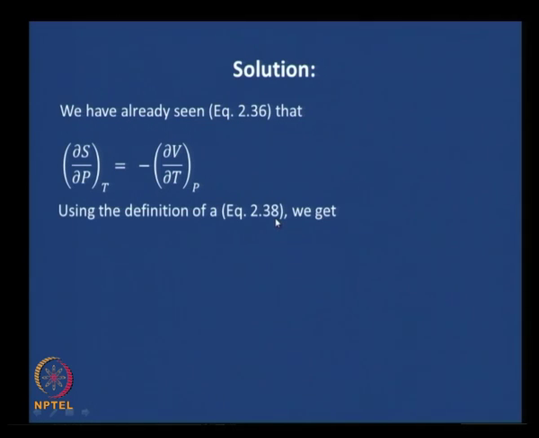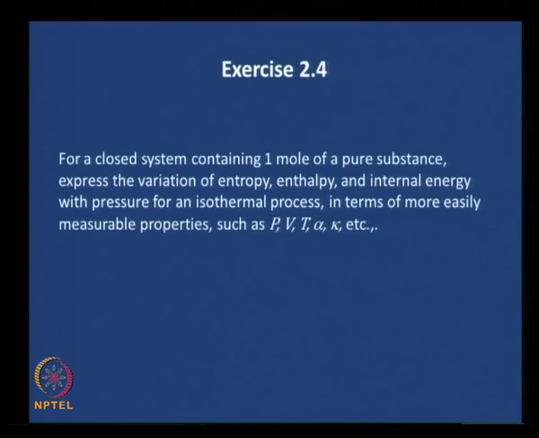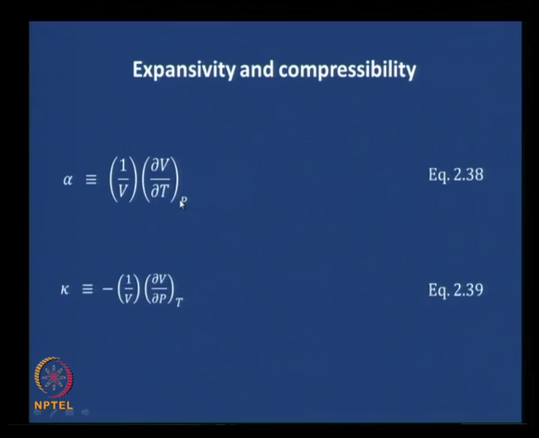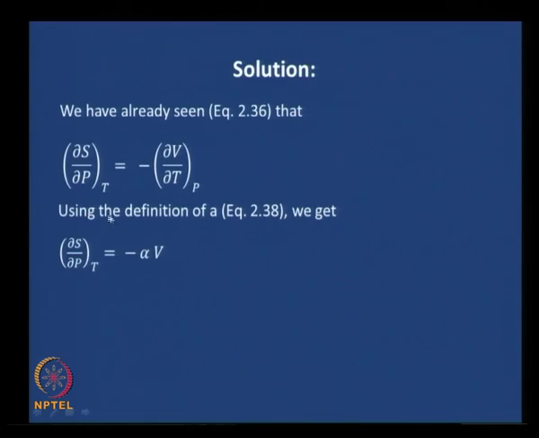Okay, let us look at the solution now. We have already seen, if you go back and look at equation 236, that ∂S/∂P at constant T is minus ∂V/∂T at constant P, and using the definition of alpha given in equation 238, alpha = (1/V)(∂V/∂T) at constant P, we get ∂S/∂P at constant T, the left hand side, is nothing but minus alpha times V.